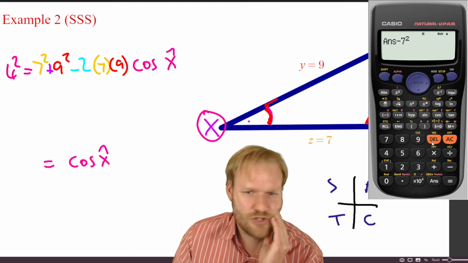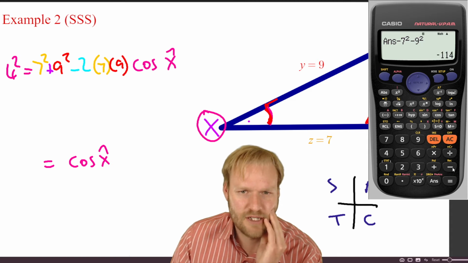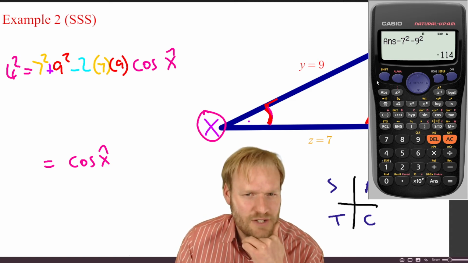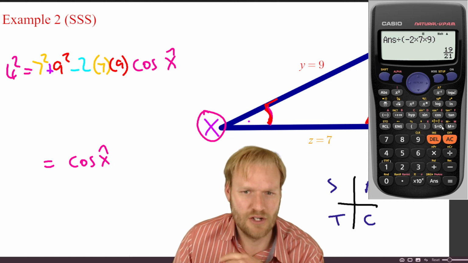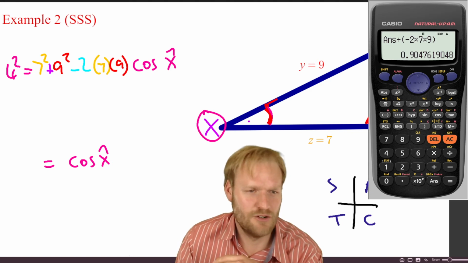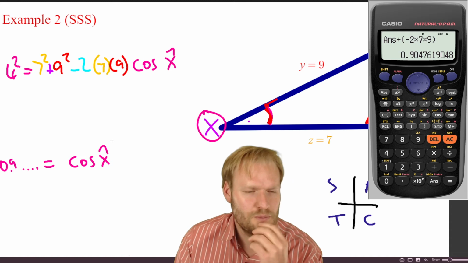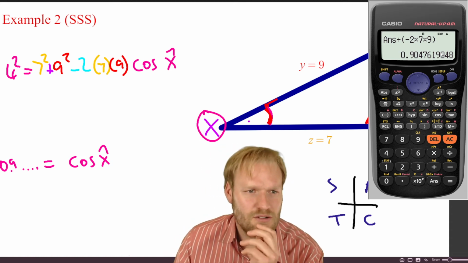I also need to subtract that 9 squared. And so perhaps you did that and then went, cool, the calculator can hold on to that. I'm left with minus 279. So I need to divide by minus 2 times 7 times 9. And you got 19 over 21, or 0.90, etc. Does that seem about right?